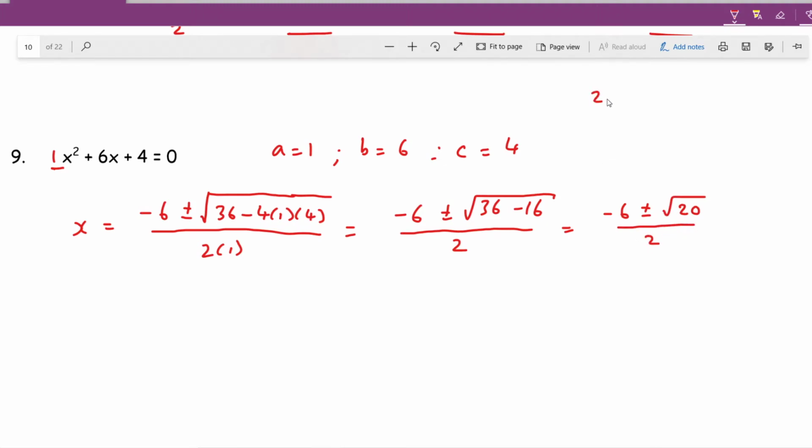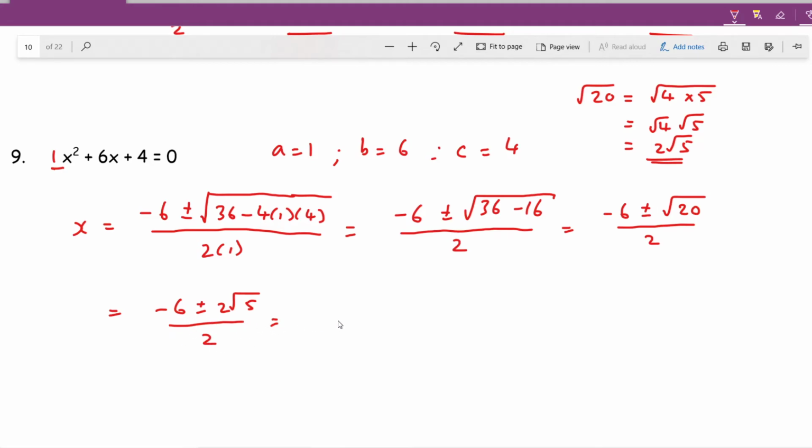Again, root 20. You can split that up into 4 times 5, which is the same as root 4, root 5. And root 4 is the same as 2 root 5. So you could replace this with minus 6 plus or minus 2 root 5, all over 2. And if I half minus 6 gives me minus 3. If I half 2 is just 1, so that gives me plus or minus root 5. That is my final answer.